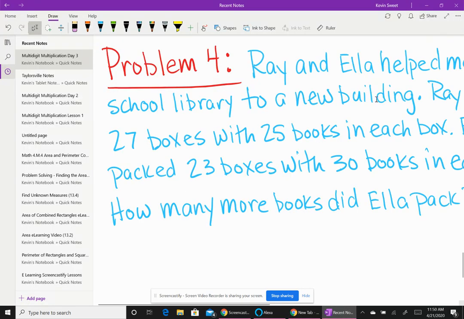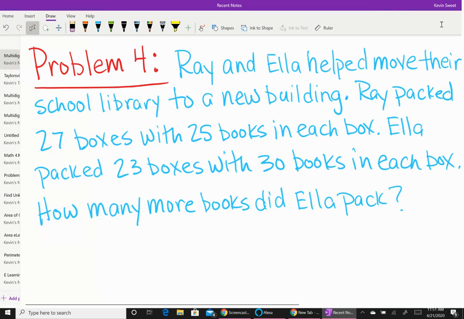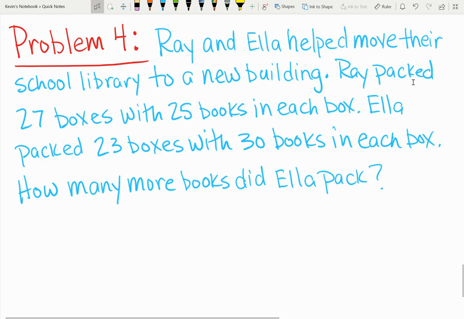And we are in our last problem for today's lesson, problem number 4. Ray and Ella helped move their school library to a new building. Ray packed 27 boxes with 25 books in each box. Ella packed 23 boxes with 30 books in each box. How many more books did Ella pack?